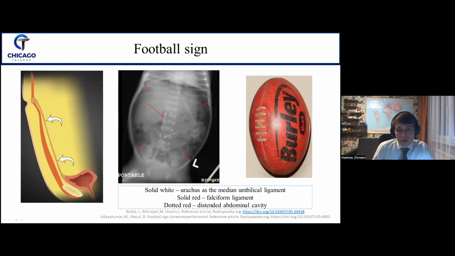Another sign is the football sign. Well, this is a composition of three things. First of all, it's the distended abdominal cavity, like a ball for football or rugby. The second one is the falciform ligament sign over there, and the urachus, also seen. So the urachus and falciform ligament look like the suture on the football. And this picture helps us understand how the urachus and the median umbilical ligament go from the dome of the bladder to the umbilical ring.